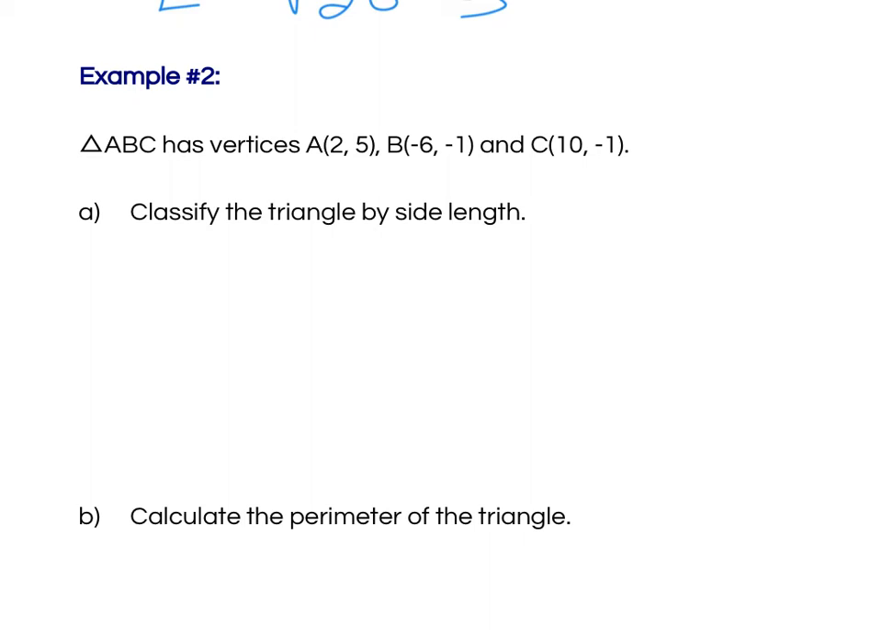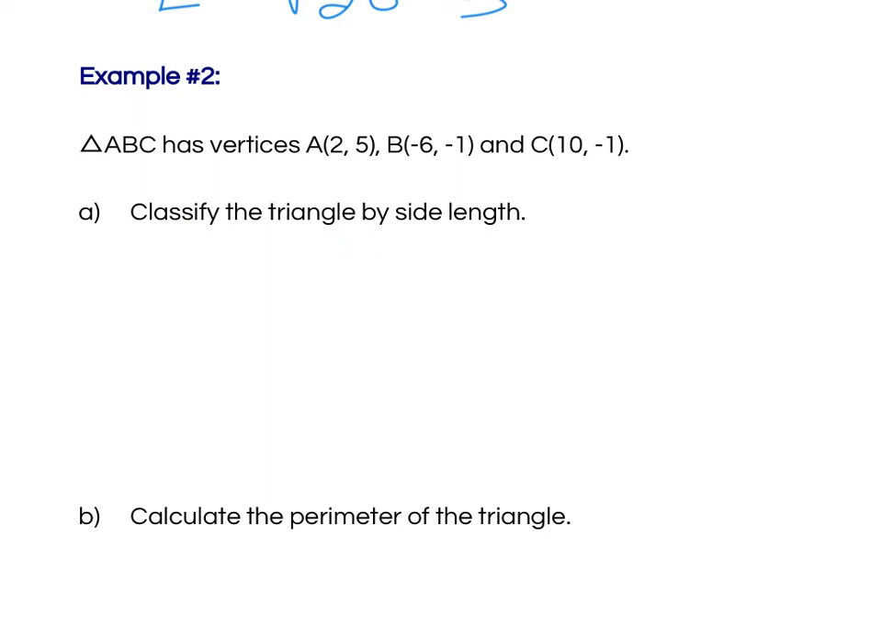So here's a fairly typical question that you'll get that is not your baseline question, but asks a little bit more of you, to apply your understanding of other concepts along with the length of a line segment. Let's take a look at it. It says, triangle ABC has vertices. Vertices means corners. A, B, and C, so those are the three corners of the triangle. And it says classify the triangle by side length is the first part of the question, and calculate the perimeter of the triangle. So let's tackle that first little bit.